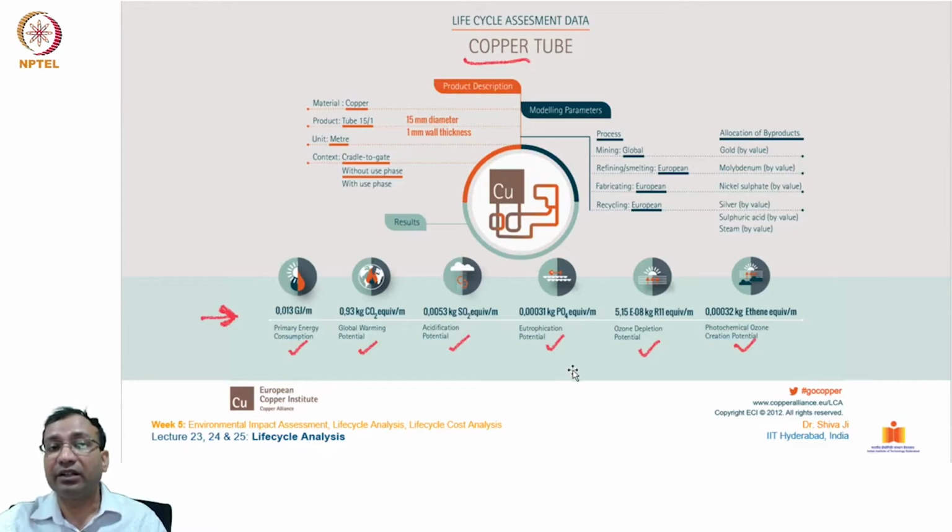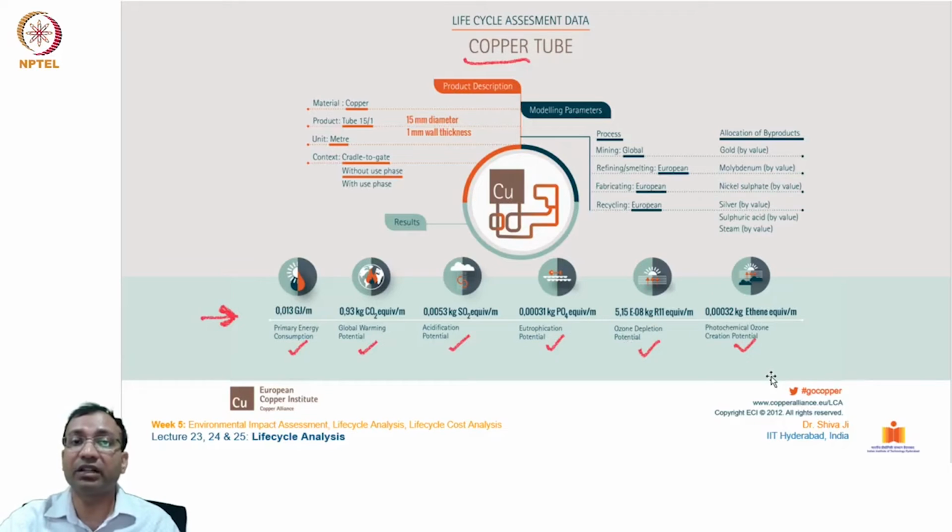And then the eutrophication potential, then the ozone depletion potential, then the photochemical ozone creation potential. So there are several other types of after-effects also possible with these manufactured articles, which we generally do not get to know in public life.